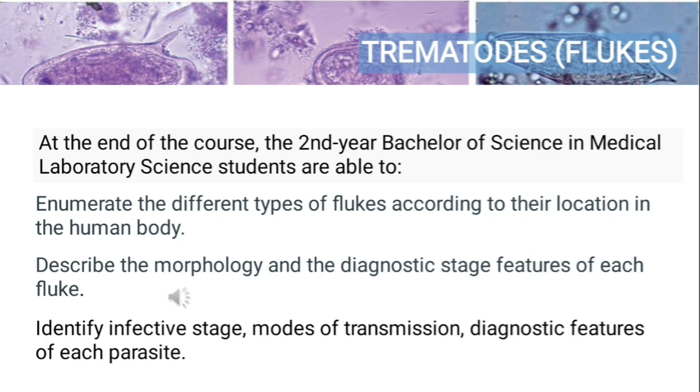For our objectives, at the end of the course, the second year Bachelor of Science in Medical Laboratory Science students are able to, first, enumerate different types of flukes according to their location in the human body. Second, describe the morphology and the diagnostic stage features of each fluke. And lastly, identify the infective stage, the mode of transmission, and diagnostic features of each parasite.